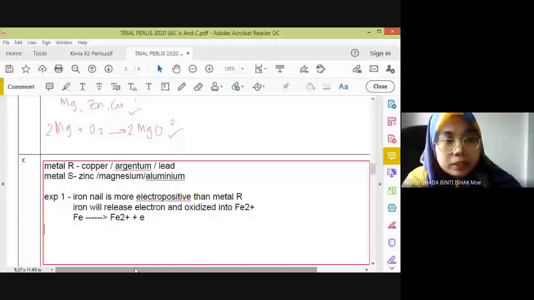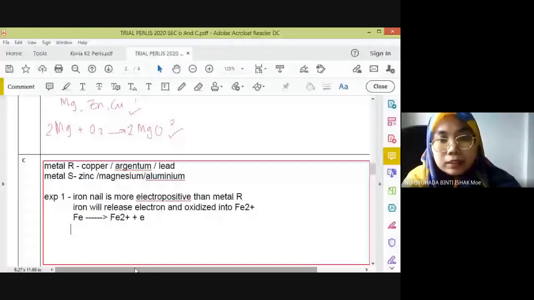Okay, half equation: Fe akan jadi Fe2+ plus 2e. Alright, and then yang mana will rust, yang mana will oxidize? Iron metal or iron nail will rust.